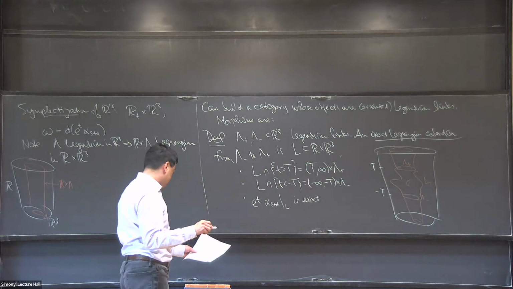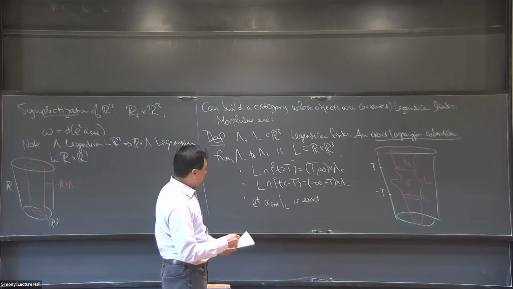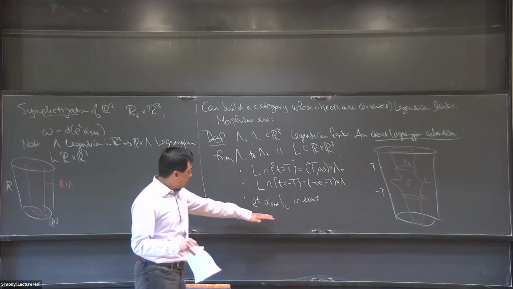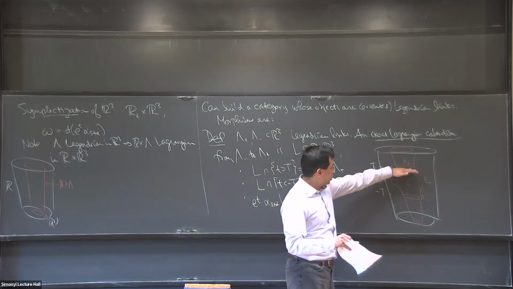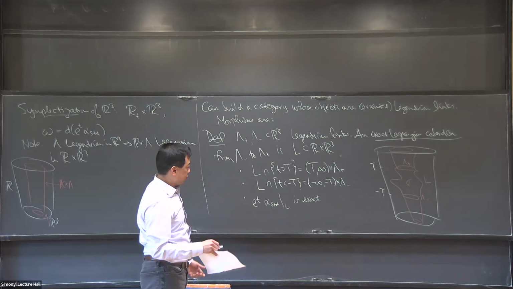There's another condition here that I'm not going to write down, but you need a little bit more than this in the case where lambda plus or lambda minus have multiple components, and that's that the primitive of this one form needs to be honestly constant on both of the ends. That's so that you can glue these sorts of things together, which is to say you can compose morphisms.